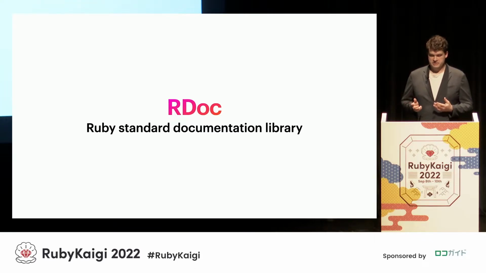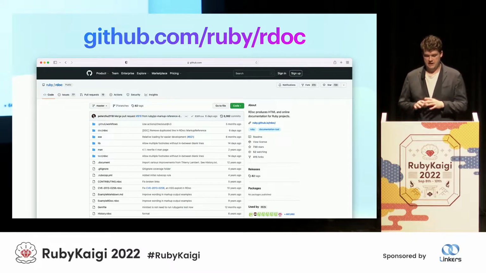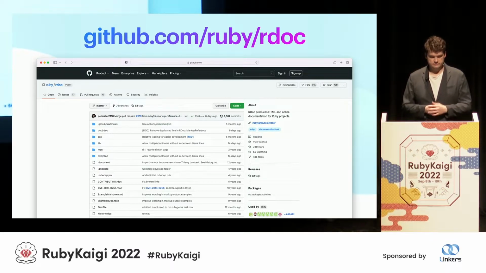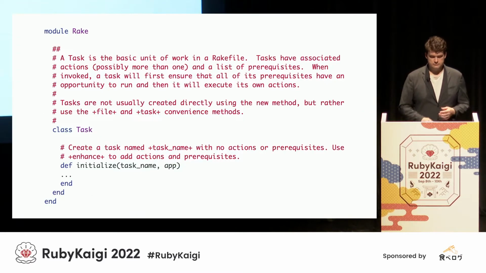RDoc is the primary documentation tool we use for writing documentation for our libraries. And it's also the tool that all Ruby source and standard library docs are generated from. RDoc itself is part of the core set of libraries that is shipped with Ruby, commonly known as the standard library. You can find the source code on GitHub as part of the Ruby organization, where it's being actively maintained by the Ruby core team and contributors.